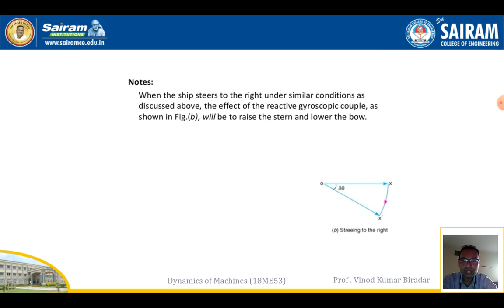Here is the note I have shown: when the ship steers to the right under similar conditions as discussed in the previous cases, the effect of the reactive gyroscopic couple, as shown, will be to raise the stern and lower the bow. So here I have shown it in the diagram. ox is the angular momentum, and it just turns to the right-hand side, ox to ox dash. So this is about the effect of gyroscopic couple in the steering condition.